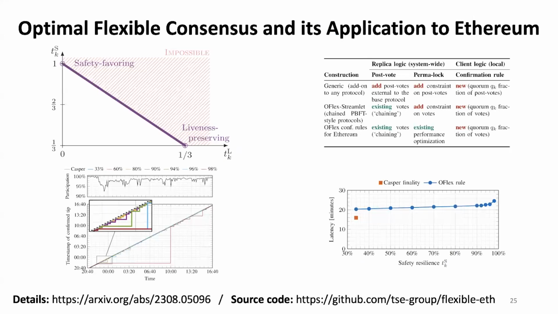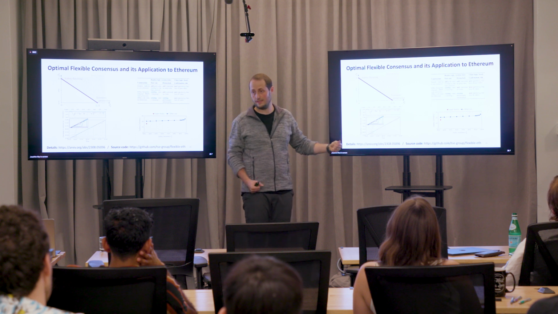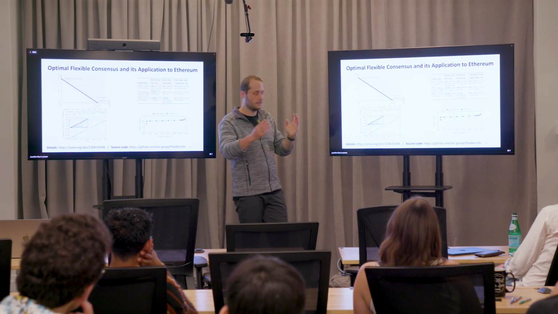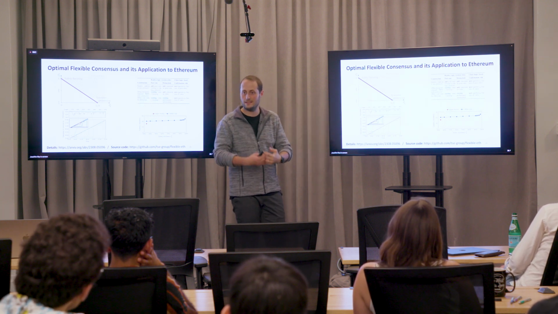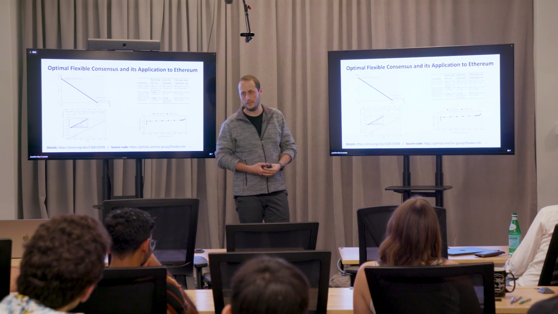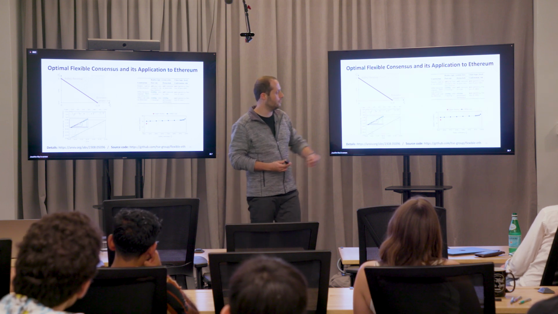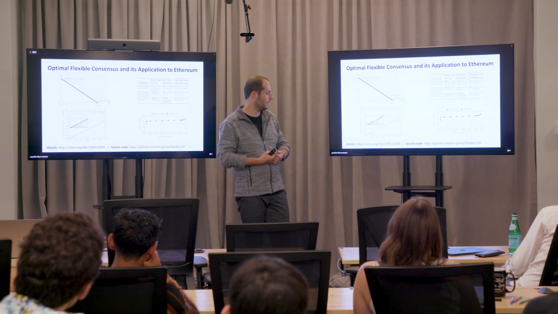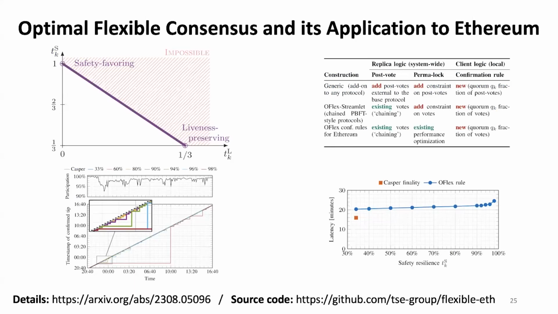In summary, in one slide, we are interested in building these optimal flexible consensus protocols where we can support the maximum set of safety, liveness, resilience region pairs in one protocol at the same time. It turns out it's actually possible. We have a bunch of constructions, one very generic one where you add the 3 key ingredients to literally any protocol that you pick off the shelf. And then more specialized ones where you need fewer changes to the protocol for chained PBFT-style protocols. And for Ethereum, it turns out you don't even have to change the replica logic at all. You pay a little bit in latency because of the extra round of voting, but most of the time it just works.